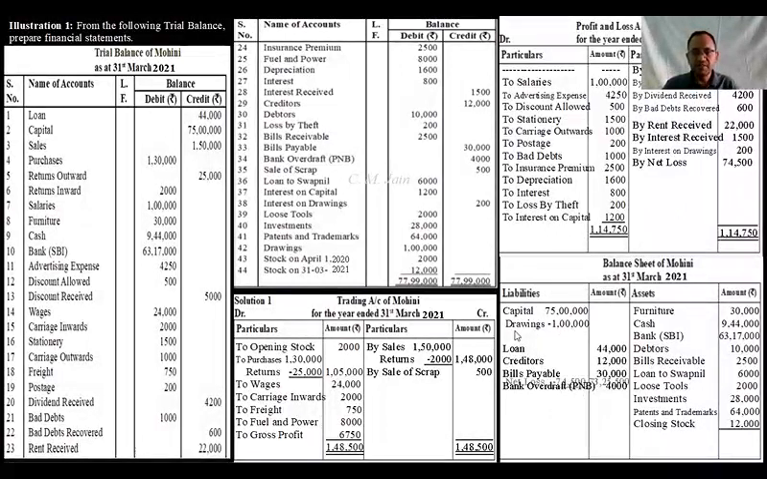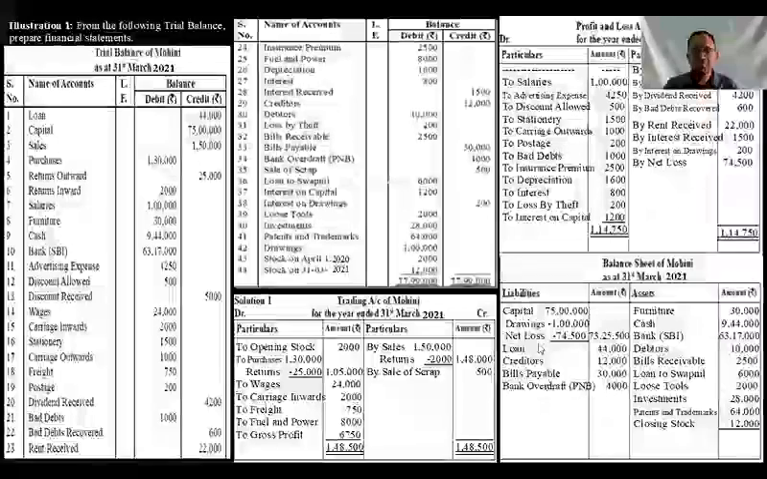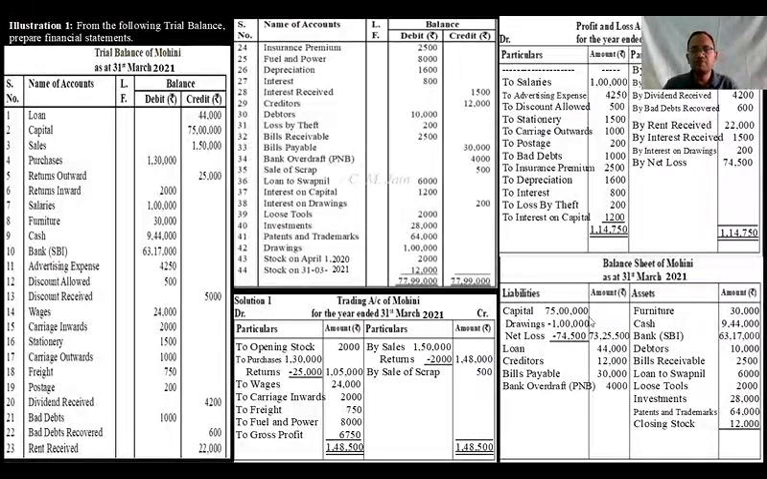So below drawings, write down net loss minus 74,500. And now write down the net amount of capital. 75 lakh minus 1 lakh minus 74,500. So the net amount in the amount columns comes out to be 73 lakh 25,500.